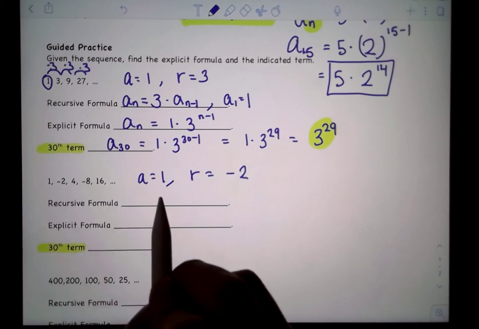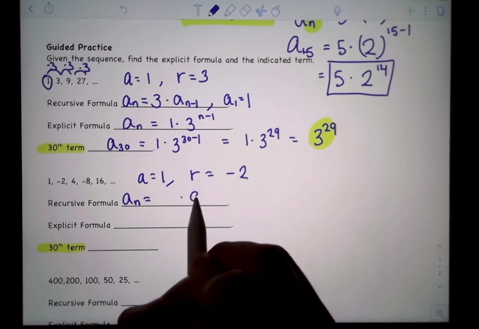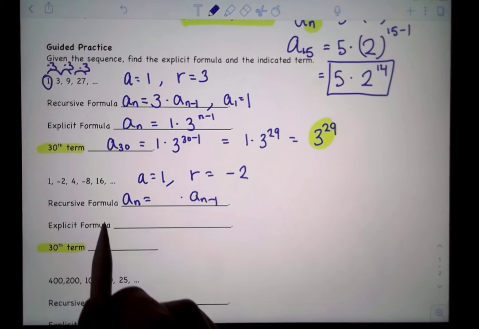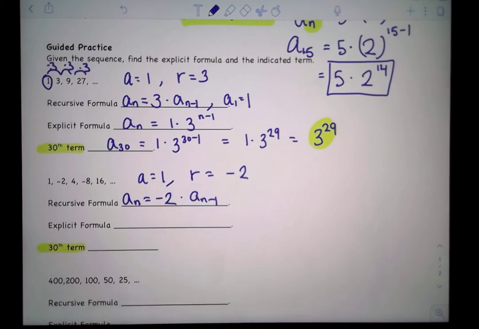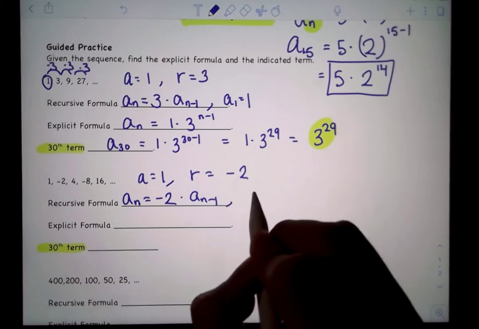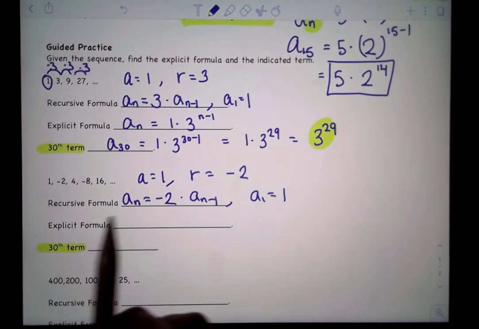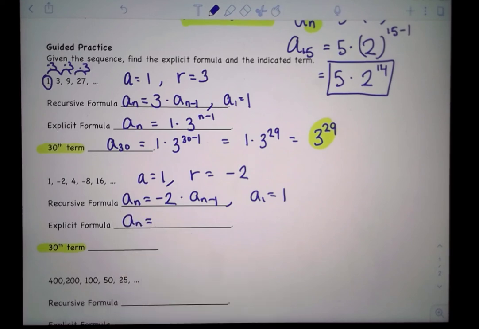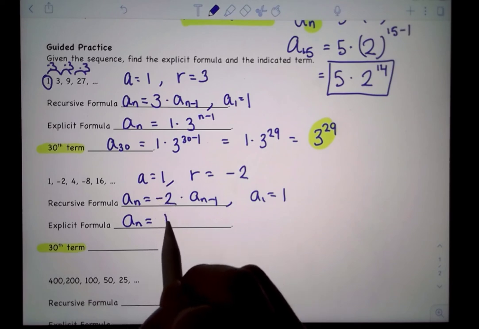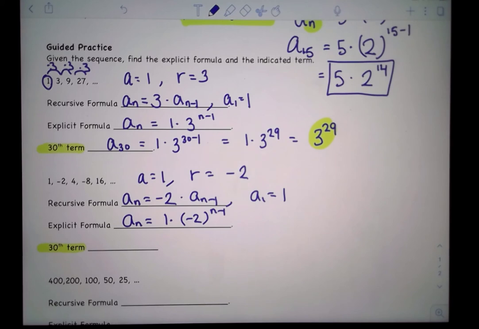And then the recursive formula. We don't change that one. a n equals something times a n minus 1. We don't change that, right? In this position, you put your common ratio. So put negative 2 for this. Then you're done for the recursive. a1 equals 1, right? So guys, you need to memorize this, all right? Memorize the format. An explicit formula: a n equals a r to the n minus 1, right? a r to the n minus 1. So that's my explicit formula.